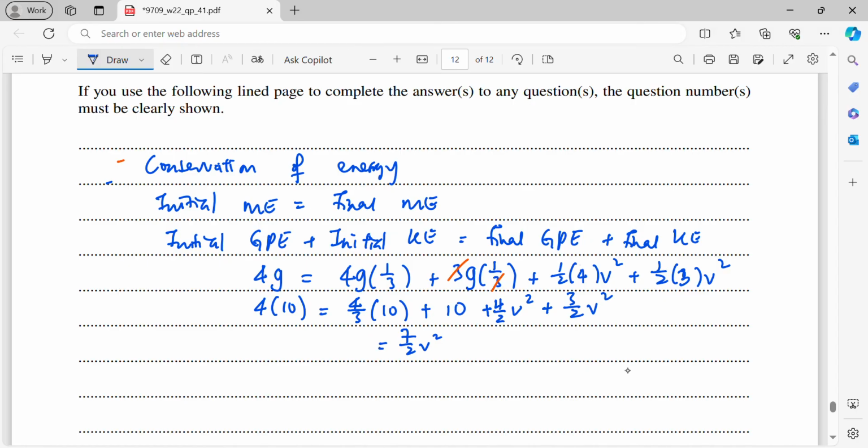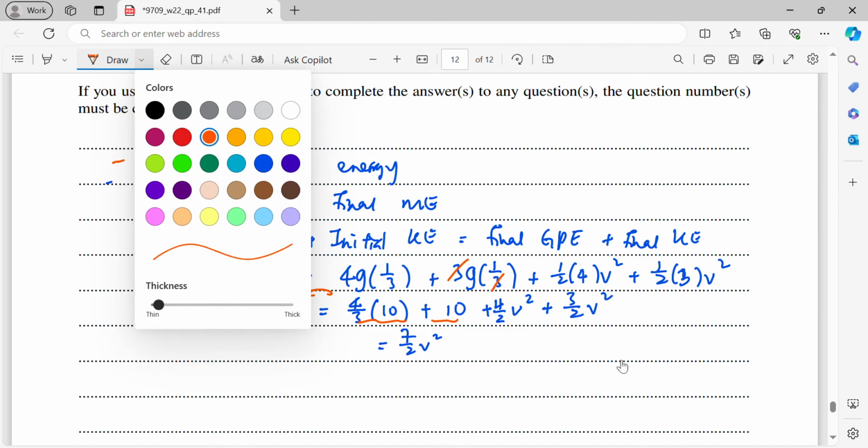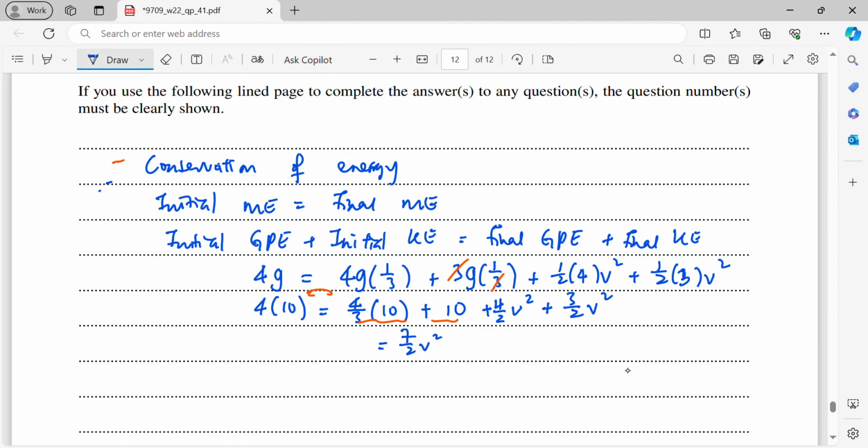So then for these 3 terms, these 2 terms you just move to the left side, then you will be getting, this is 40, 40 minus 10 is 30, 30 minus this value, that will be 50 over 3. Then your V squared is going to be 50 over 3 times 2 over 7. Then you will get 100 over 21.